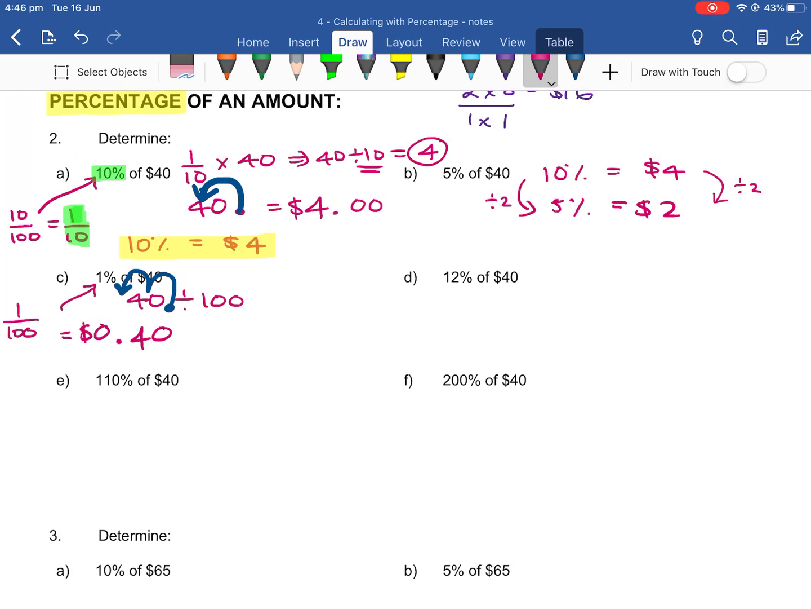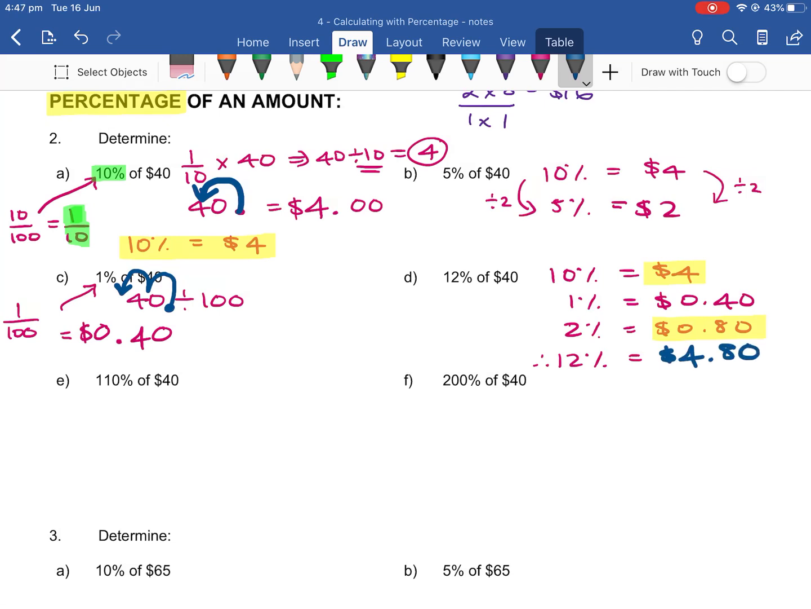For example, 12% of $40. Well, so far we know 10% is worth $4 and 1% is worth 40 cents. So 2% is worth 80 cents because that's double 1%. So therefore 12% is going to be 10% plus 2%, which is going to be $4.80.